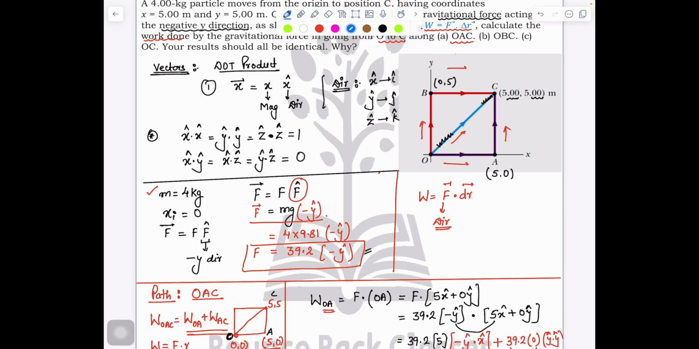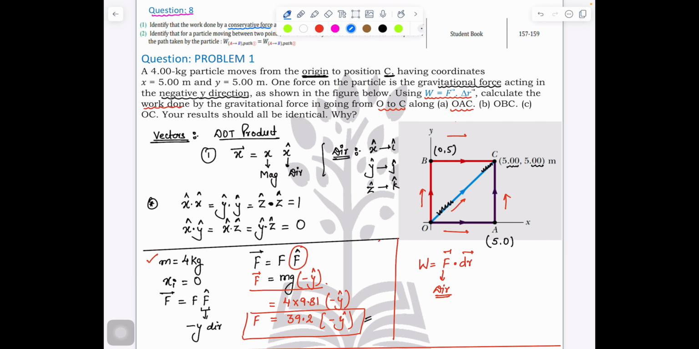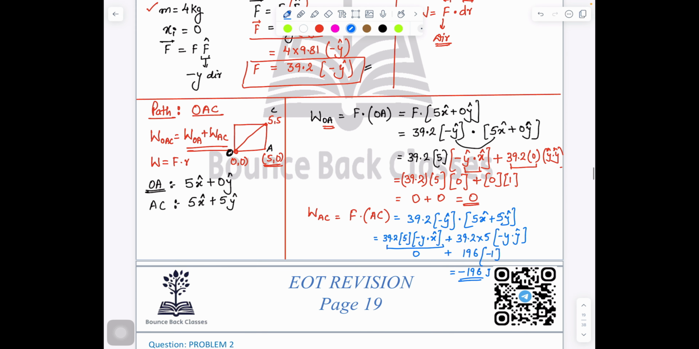That's why these types of work done are called conservative. But the major thing is you should know how to solve it. That's why I explain each and every aspect, how to solve OA, how to solve AC. Similarly, if you want to solve OB, you can write 0x cap plus 5y cap. Instead of OC, you can write 5x cap plus 5y cap. You can solve it easily.